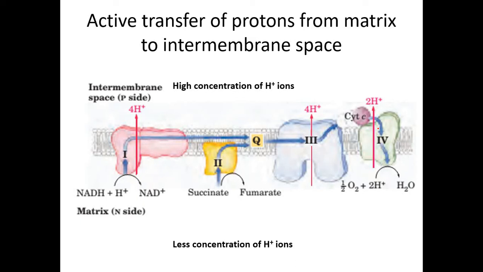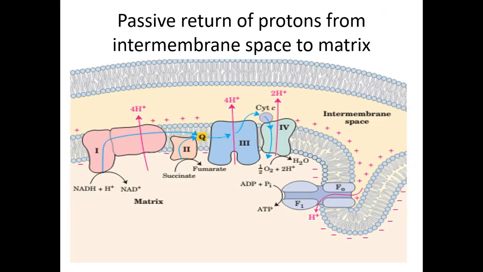As we have already discussed, why is this active transport? Because the intermembrane space already has a high concentration of H positive ions, or protons, and the matrix has a lower concentration of H positive ions. So this movement of the protons from matrix to intermembrane space is an active movement. We've already discussed this process.